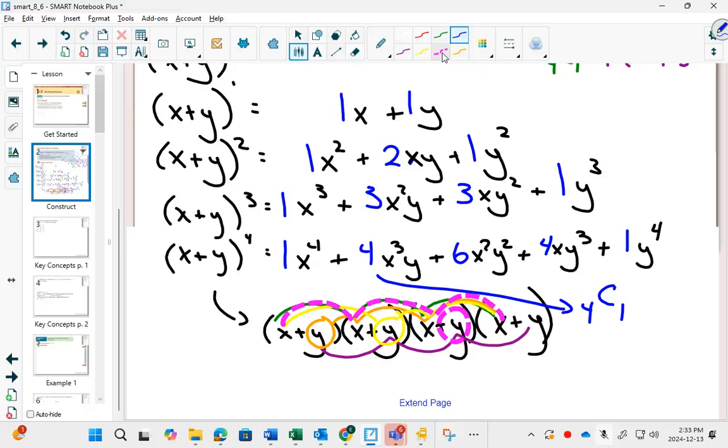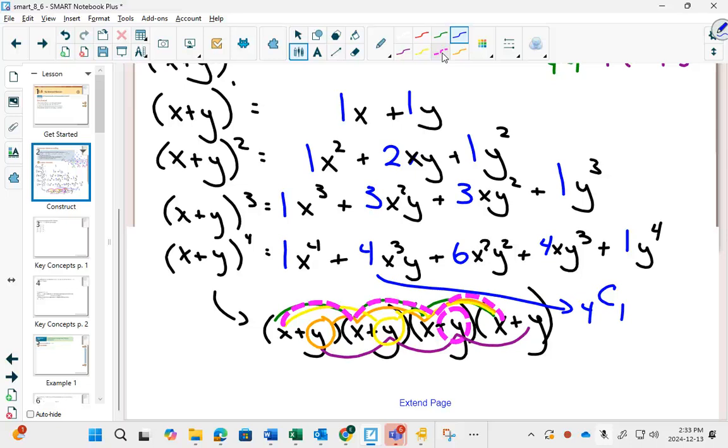Next one, to get the y squared, now I have 4 y's, I need to choose 2. 4 choose 2 is 6. That's why there's going to be 6 x squareds, y squareds. So that explains the combinations and why it shows up when you're multiplying this out.